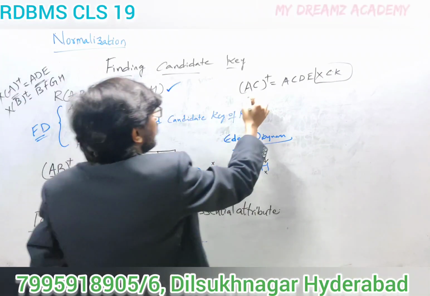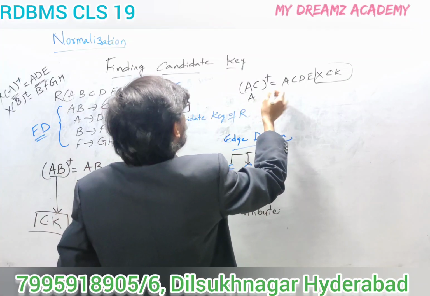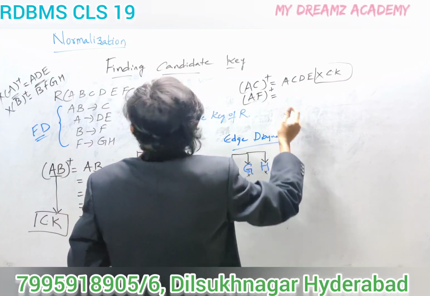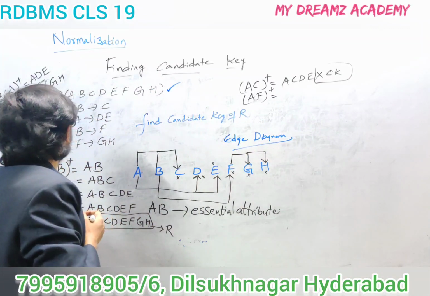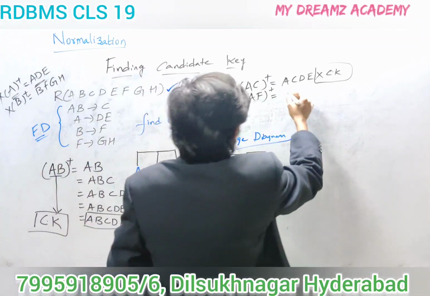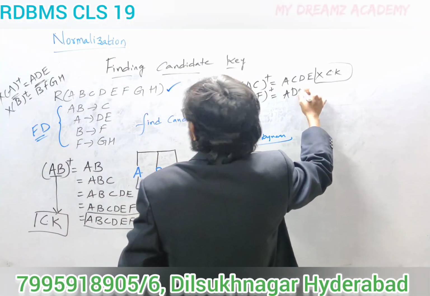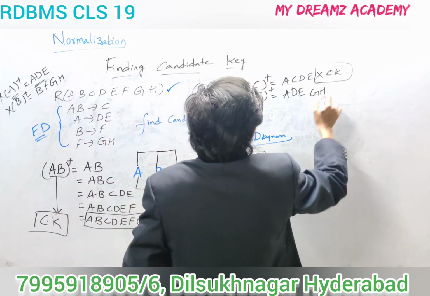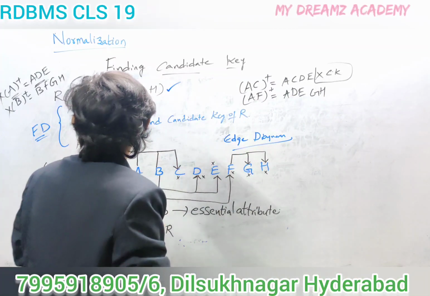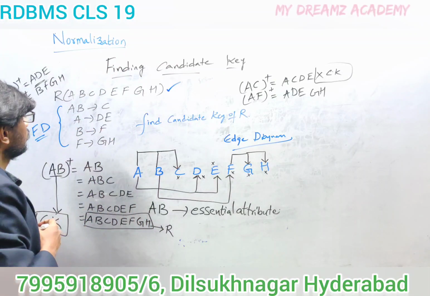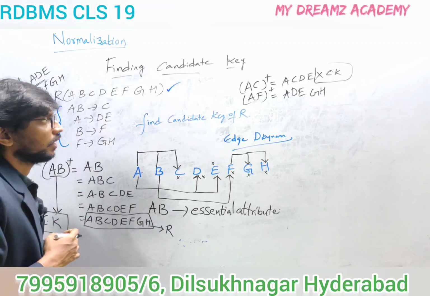Right. Now look for any other combinations. AB is already a candidate key. AF can also be a possibility of a candidate key. AF, A gives D, E, F gives G, H, but BC is missing here. Okay, so there are no other attributes that can form a candidate key, right?